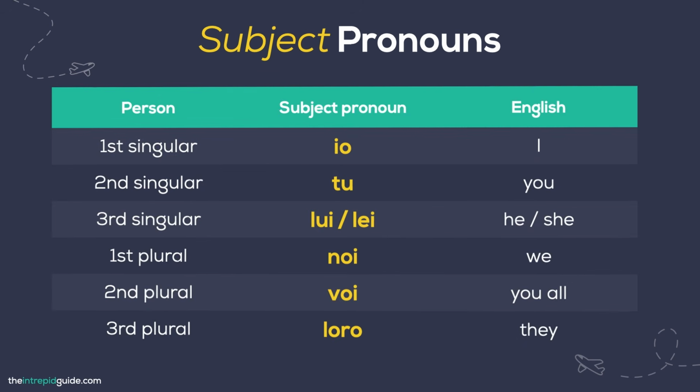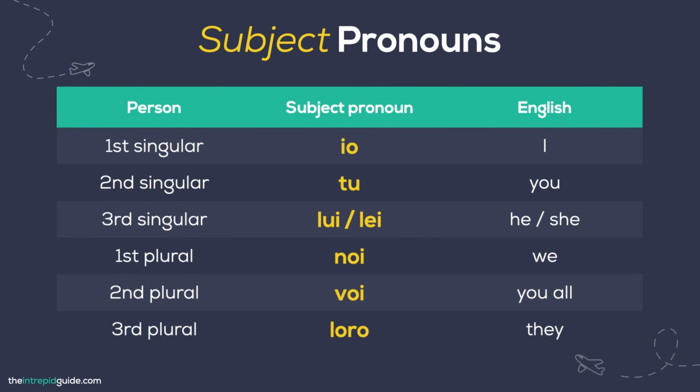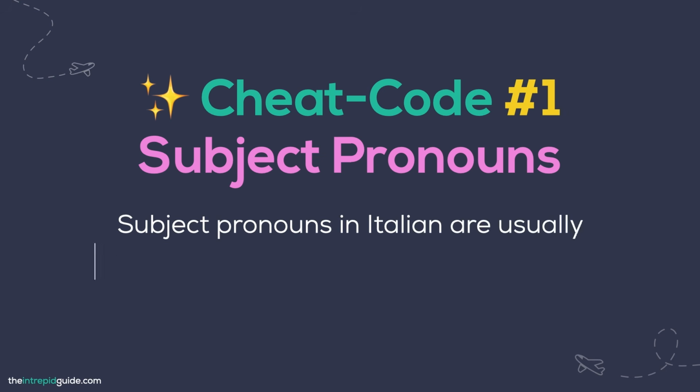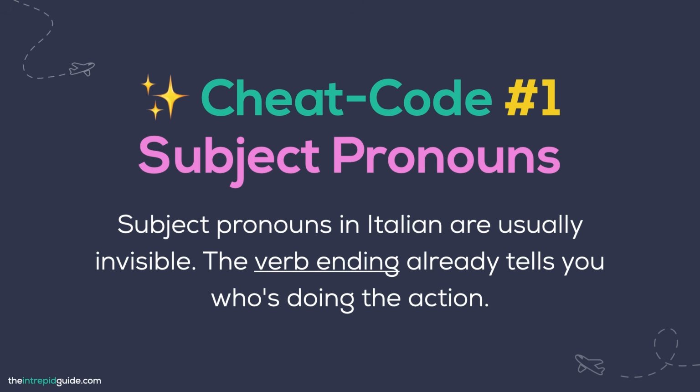Now here are all the Italian subject pronouns. Io, tu, lui, lei, noi, voi, loro. So cheat code number 1 is subject pronouns in Italian are usually invisible. The verb ending already tells us who is doing the action, so you don't need to say the pronoun at all. Now, there are only 3 situations where you do need to use them.